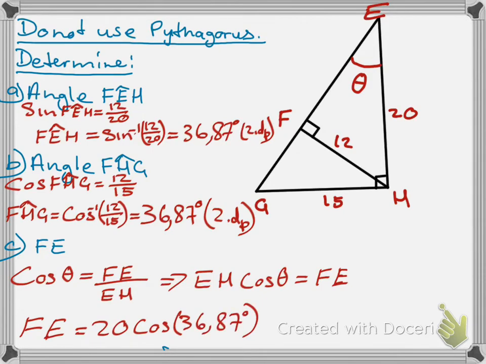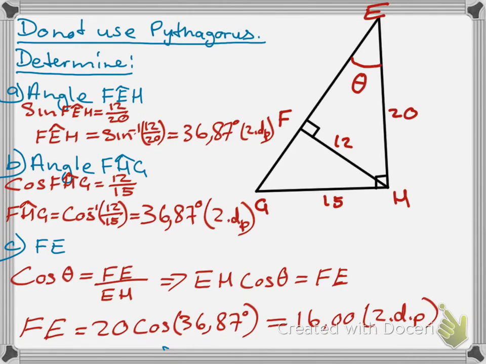36.87. So you punch that into a calculator, and depending on the question, in this case you see I'm rounding off to 2 decimal places, which gives me 16 units exactly. Right, rounded off to 2 decimal places.